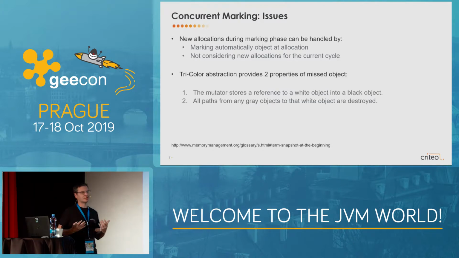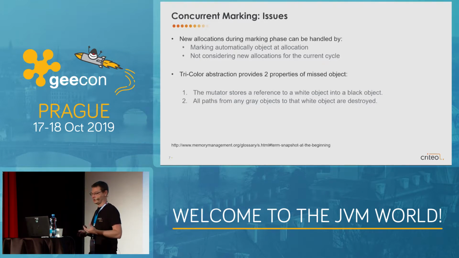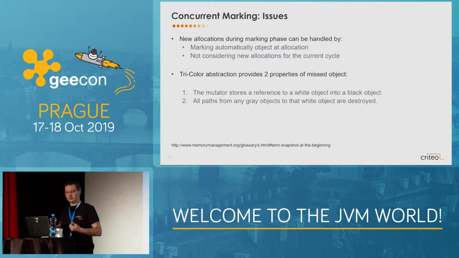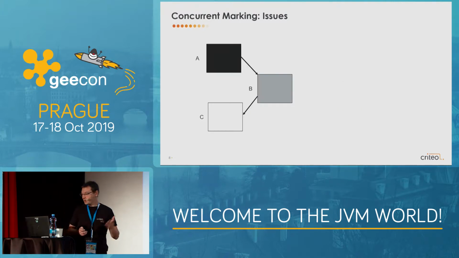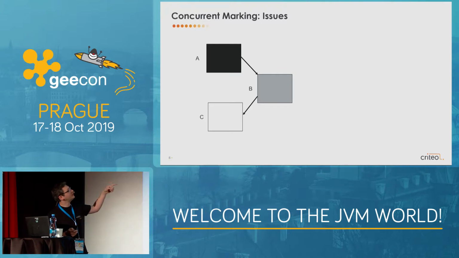The tricolor abstraction gives us some properties for objects missed during concurrent marking. The first is the mutator. The mutator is the same thing as the application thread: it mutates the object graph. The mutator stores a reference to a white object into a black object, and if all paths from a gray object to a white object are destroyed, we have an issue. Let's take an example. We have the object graph A, B, C. We are in the middle of concurrent marking.